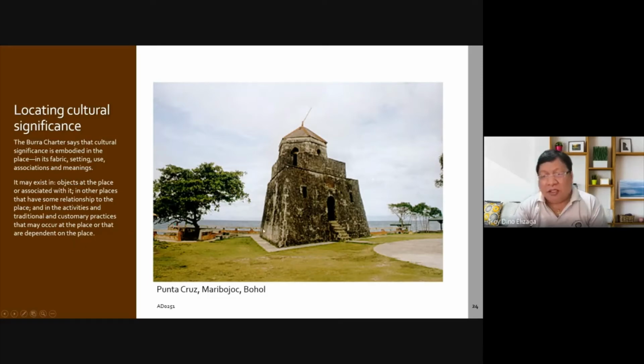What I'm showing here is the Punta Cruz in Maribojoc, Bohol. It is a watchtower, and aside from the fact that it is old, it also symbolizes an event in the past during the Spanish period, when the Spaniards were concentrating on defending the Philippines, or its territory, from the Moros. So they put up watchtowers to see whether some of the invaders were coming, because they normally come by the sea. And there's a story behind that.